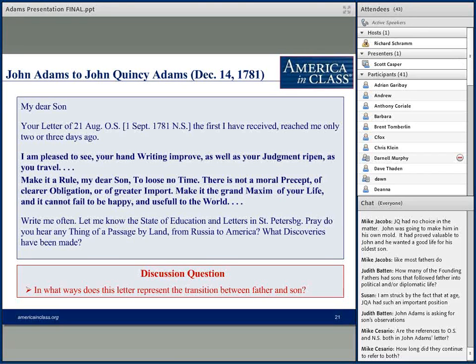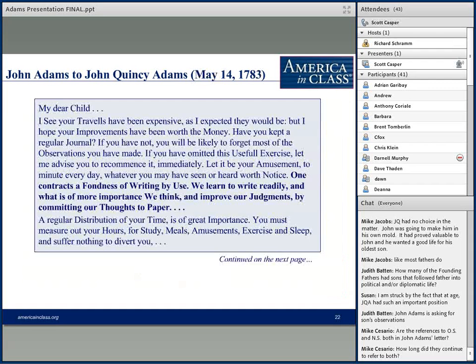Right. As we move forward to 1783, this is in May 1783. Now John is back in Paris, where he is part of the commission negotiating the final peace treaty with Great Britain. This is the treaty that will officially end the Revolutionary War. And John Quincy is now in the Netherlands at The Hague. So they are still both in Europe, and they're in different places again. And John begins the letter.